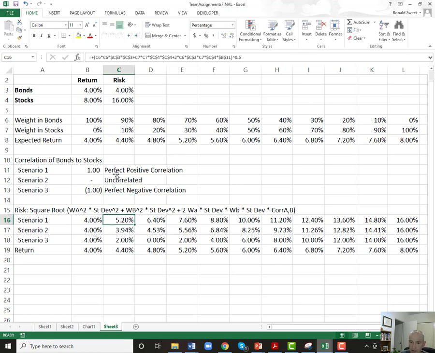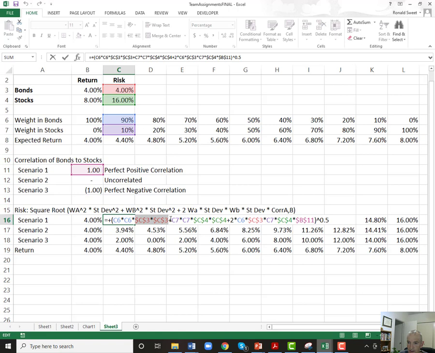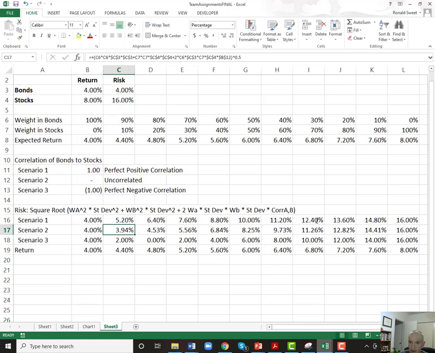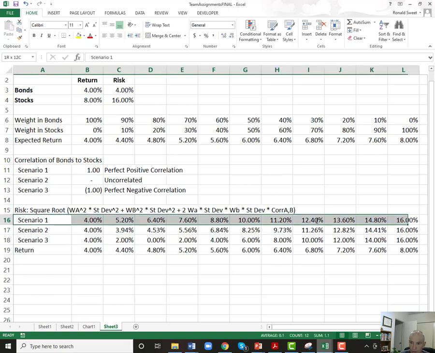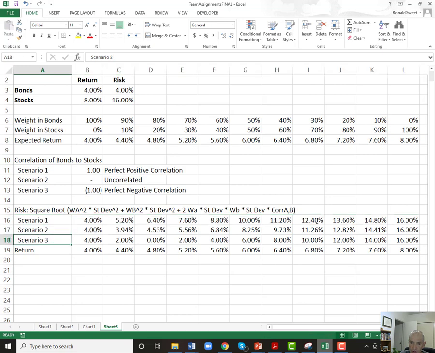And we calculate the risk doing exactly that. The weight squared times the standard deviation squared, weight squared times standard deviation squared, plus 2 times weight of A, standard deviation of A, weight of B, here B is the stocks, standard deviation of stocks, times the correlation of stocks to bonds. We took the square root of that, and we got our risk numbers. When correlation was 1, we just got a straight line. When correlation is -1, we actually got something that went to 0 risk. When correlation was 0, risk actually declined early and then started coming back up. Our return for each one of these is the same.